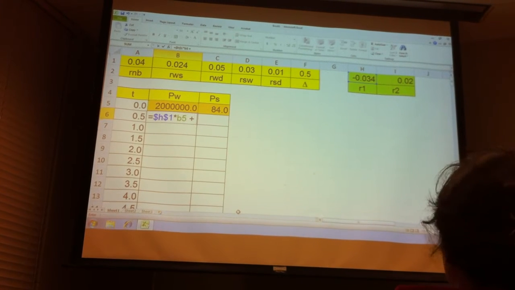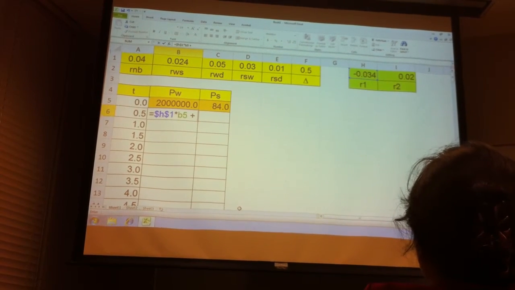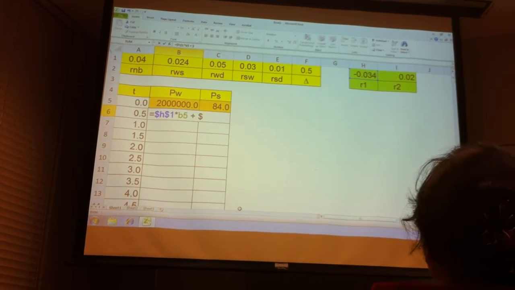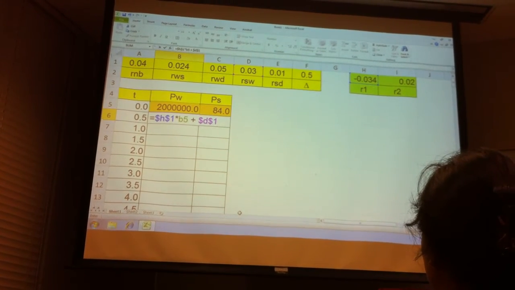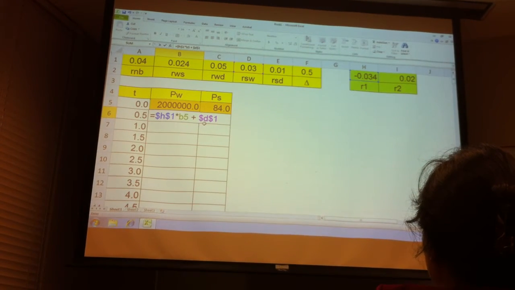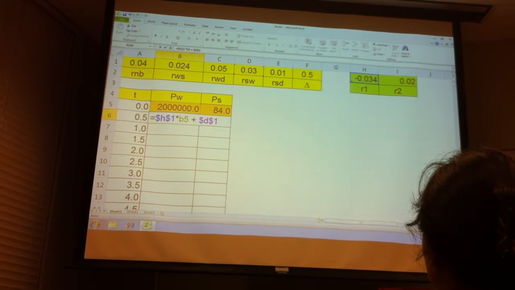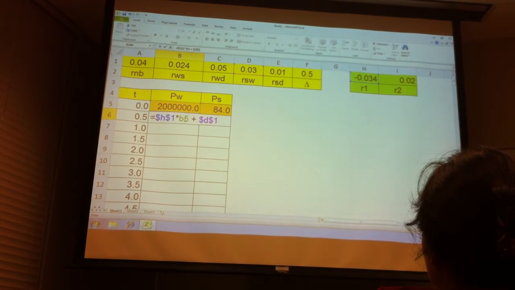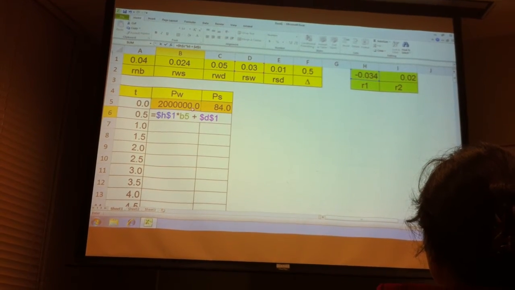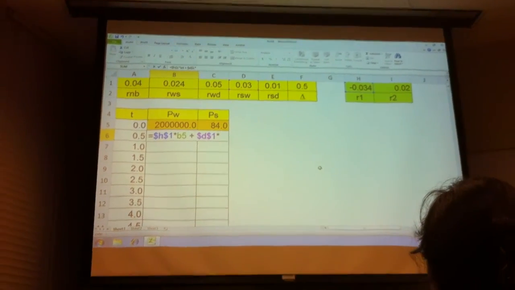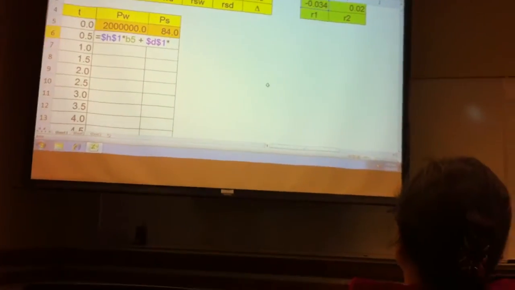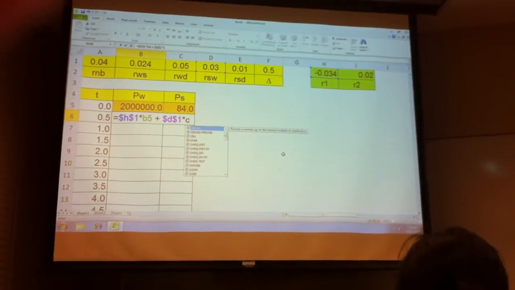Plus RSW. That's dollar sign D, dollar sign 1, because I always want to use the point 03. Notice it's purple up here, it's purple here. Blue here, blue there. Green here, this one's got green around it. Times what? Times C5.